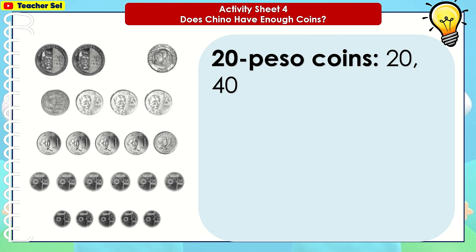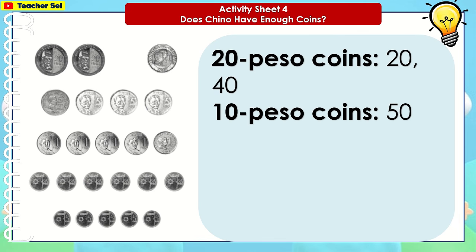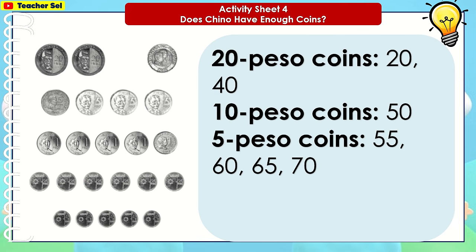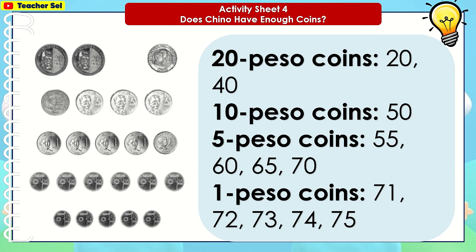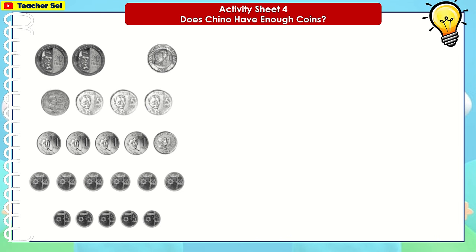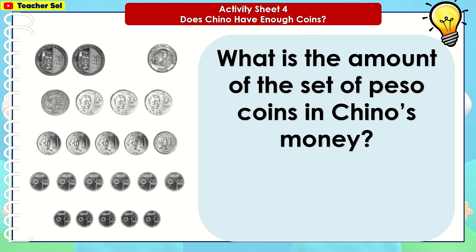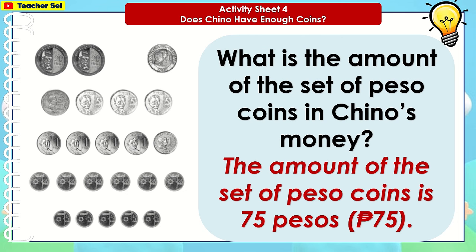20 peso coins, 10 peso coins, 5 peso coins, 1 peso coins. What is the amount of the set of peso coins in Chino's money? The amount of the set of peso coins is 75 pesos.